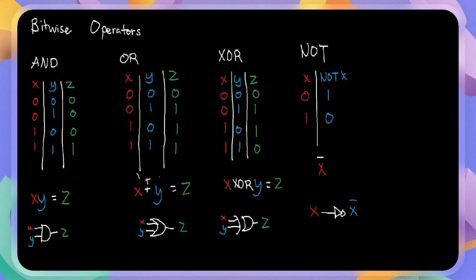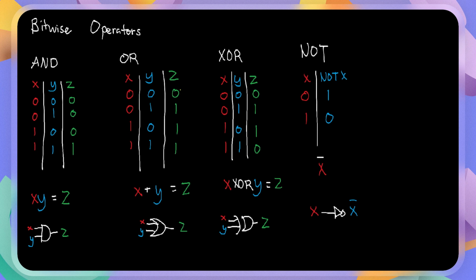So if that was 1 and 0, that would be 1. Or if it was 0 and 1, that's 1. If it was 1 and 1, that would be 1. But like the AND gate earlier, it's still going to be 0 if both of them are 0. Here it is in a circuit diagram. This is what it looks like. X or Y, that's how you read it, and it becomes Z.